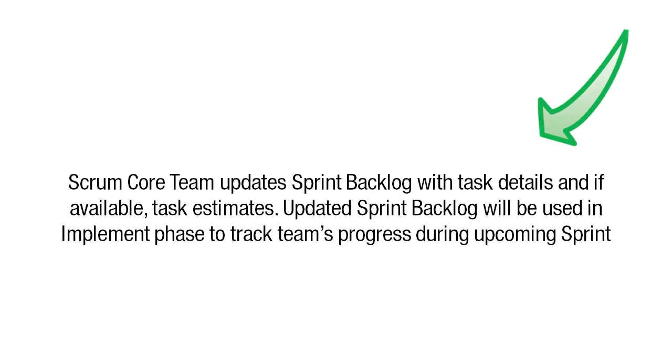Update Sprint Backlog process. In this process, the Scrum Core Team updates the sprint backlog with task details and, if available, the task estimates. The updated sprint backlog will be used in the implement phase to track the team's progress during the upcoming sprint.